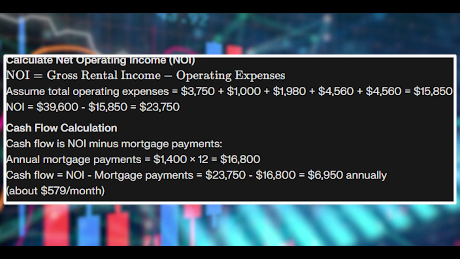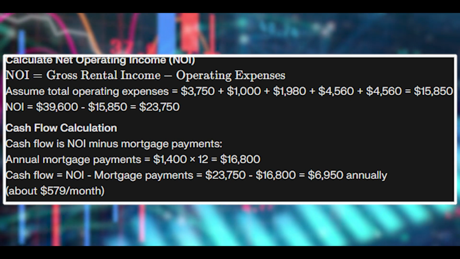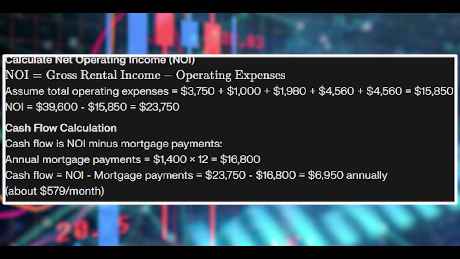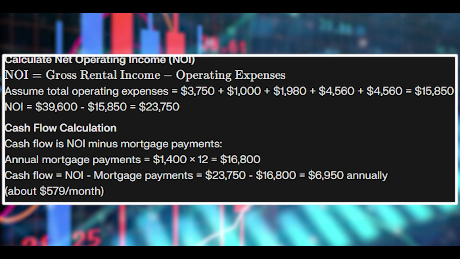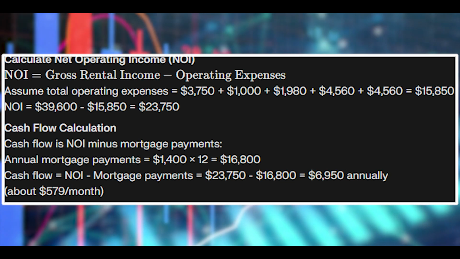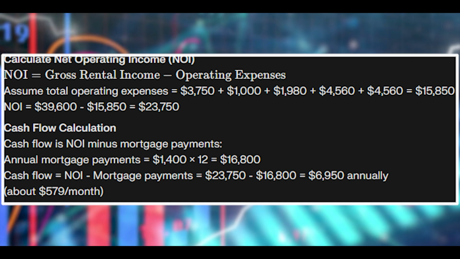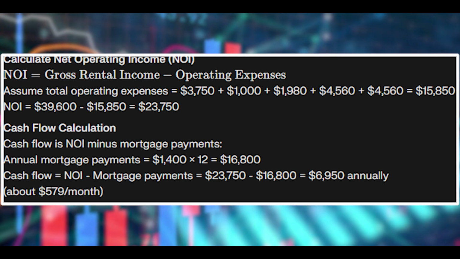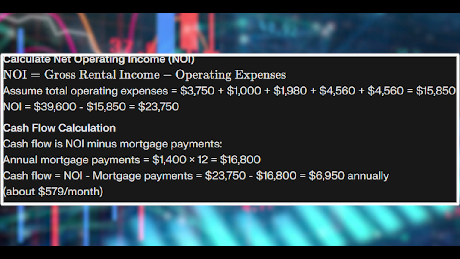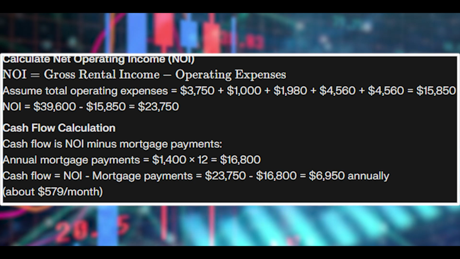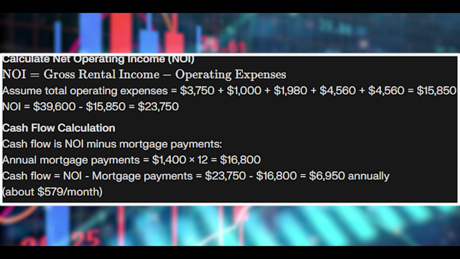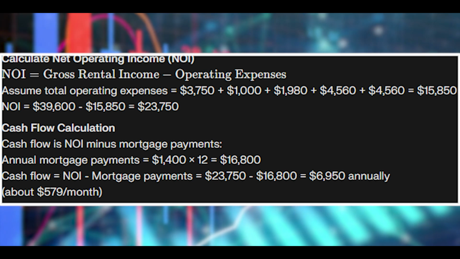Calculating the net operating income, the NOI, that's the gross rental income minus the operating expenses. Assuming the total operating expenses is $3,750 plus $1,000 plus $1,980 plus $4,560 plus $4,560, which equals around $15,850. The NOI equals $39,600 minus $15,850, which is about $23,750.